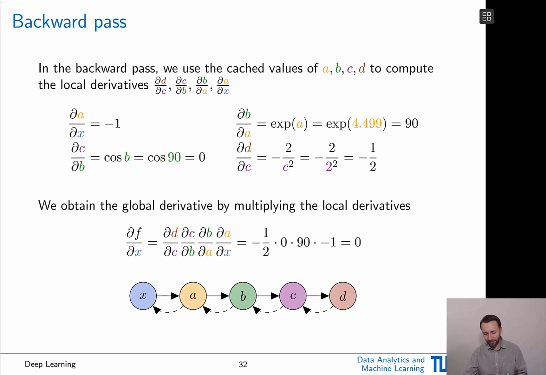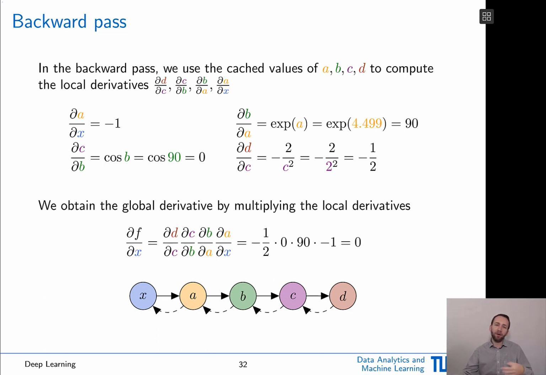And the same here, for example. What was the local derivative of D with respect to C? It was minus 2 divided by C squared, some simple function. Wait a second, we now have our C. Our C was apparently 2, so we just plug it in, we get minus 1/2. Here the same again: C with respect to B was cosine of B. Again, this is a local derivative. Oh wait a second, we know what B is. B was apparently 90. So what do we get? 0. Just to conclude this, the local derivative of A with respect to X was minus 1. So there is no unknown, so it's immediately minus 1.